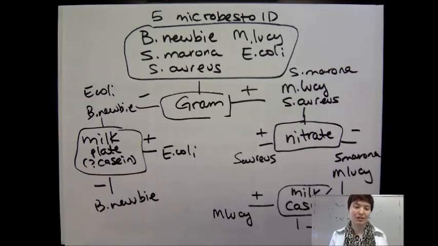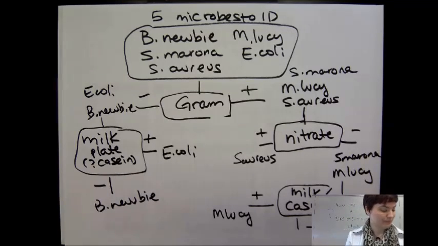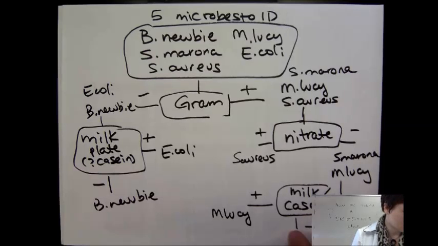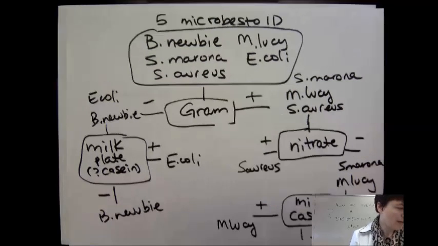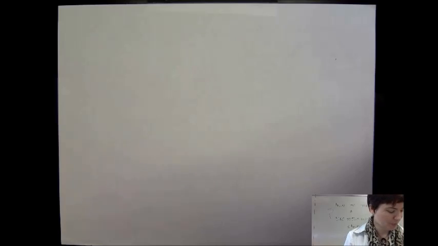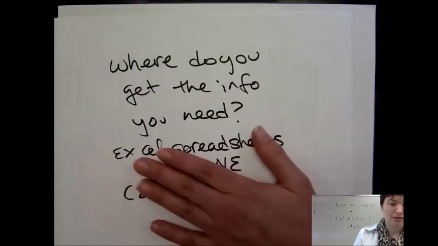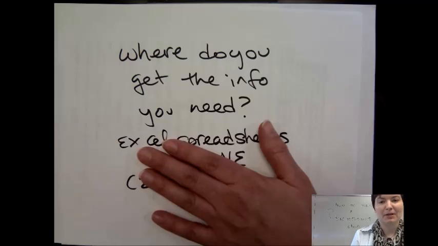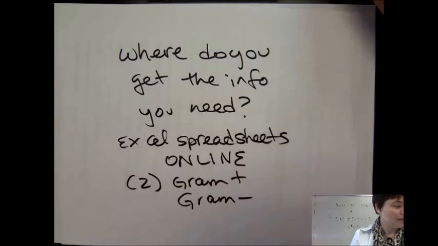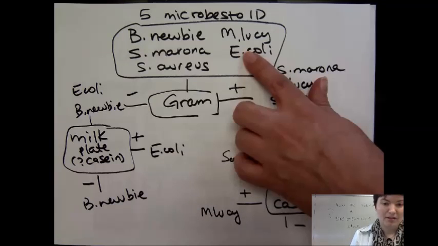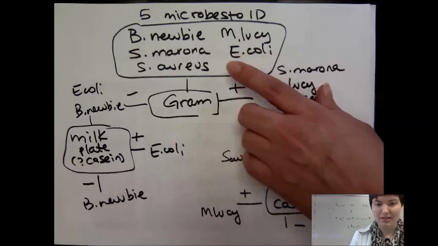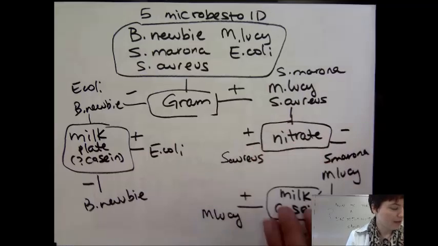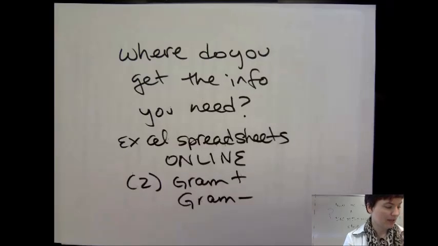That, in a nutshell, is your dichotomous chart. So is this exactly what you're going to be doing? It's pretty close, but you're probably asking yourself, where do I get the information that I need? What kind of organisms am I going to be working with? Now, in the example here, these are 5 organisms that I wrote down, but those are not the ones that you could have. There actually are more than that.